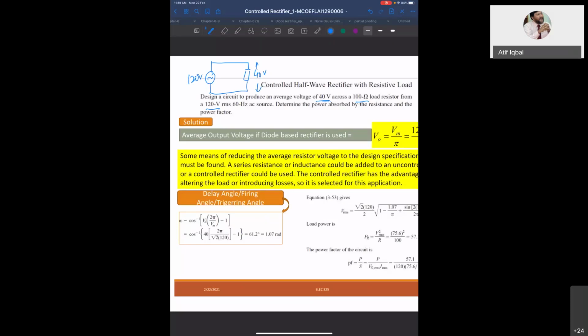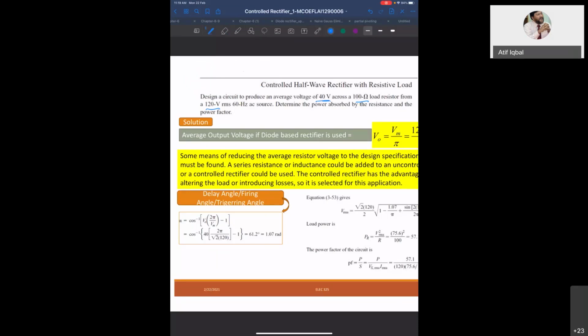You can get this 40 volt even if you add an impedance or a resistance here. If you add a resistance here, some voltage will be dropped there, and you can choose the value of resistance so that your required voltage is dropped here. But if you add any resistance, this will add to cost, because there will be power loss, and efficiency will drop. So I don't want this. What we will do instead, we'll use a thyristor based rectifier for this.